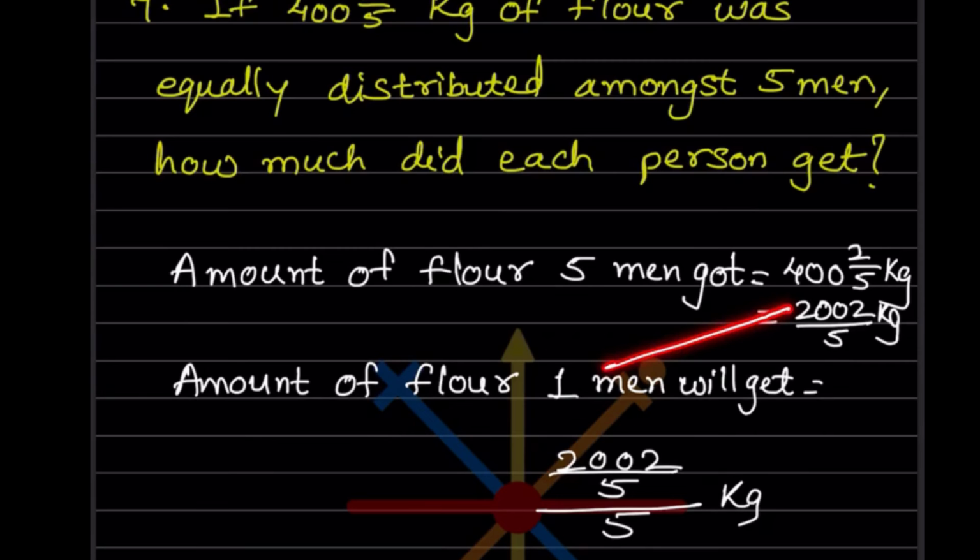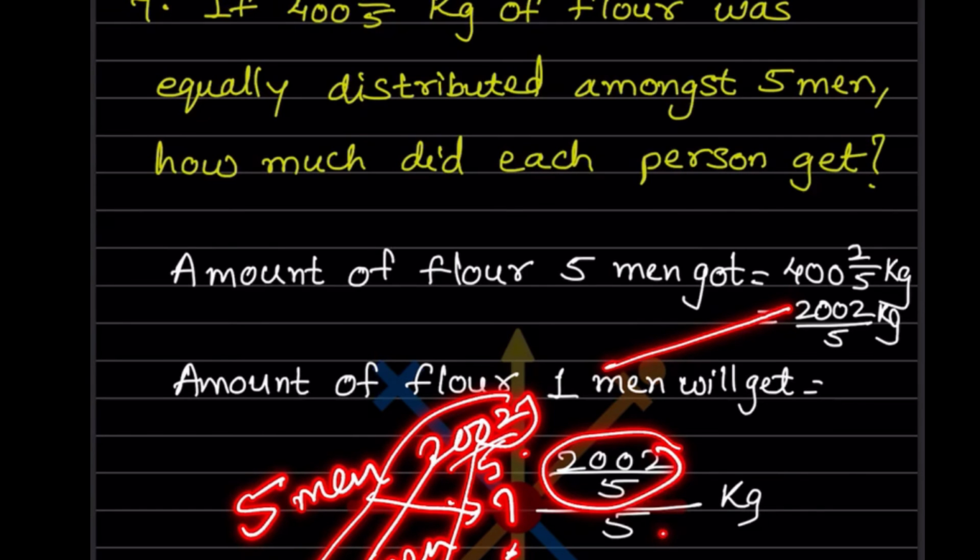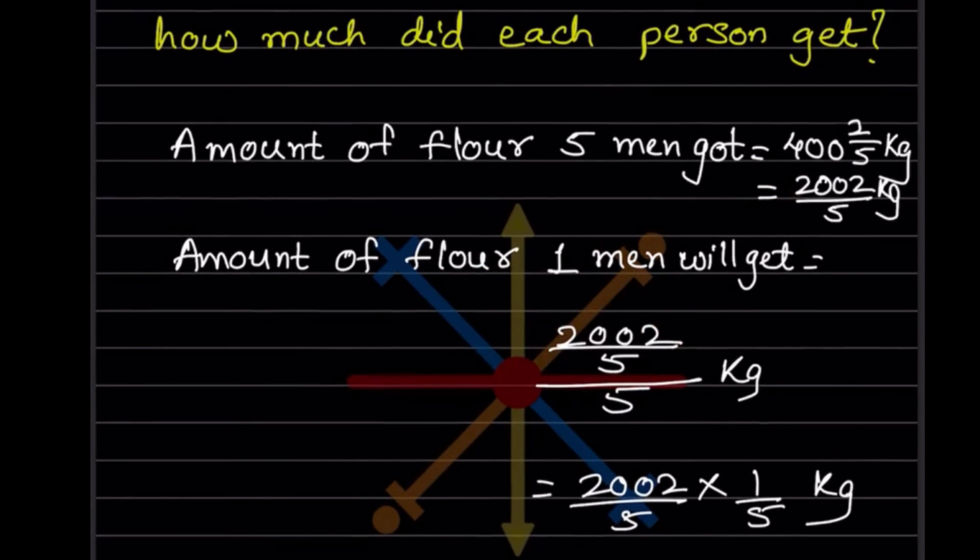See here, this is now 5 men. 2200 divided by 5. So 1 man will be how much? These are the two numbers when you cross multiply, so this will be in the numerator. So 1 into this is going to be the same, divided by 5. Now what you are going to do, divided by 5, as I told you, is 5 divided by 1. So this is going to get flipped over, that will be 1 by 5.